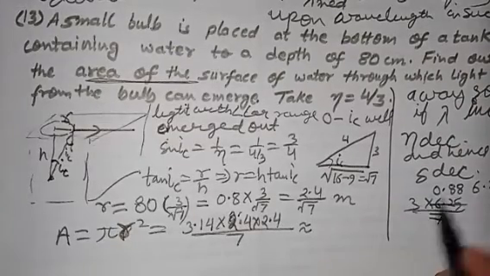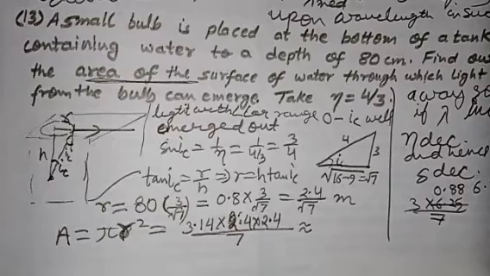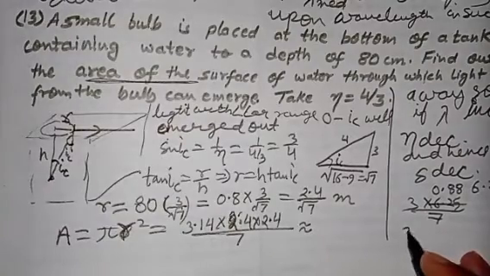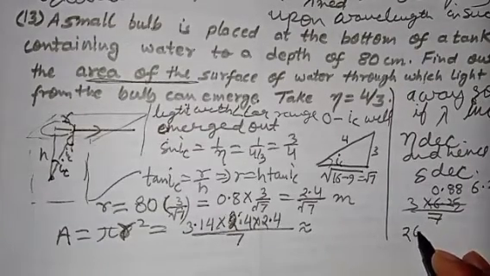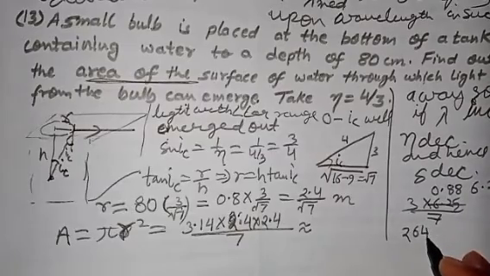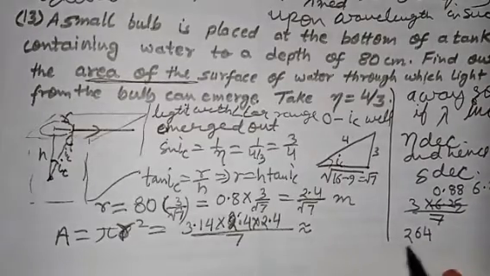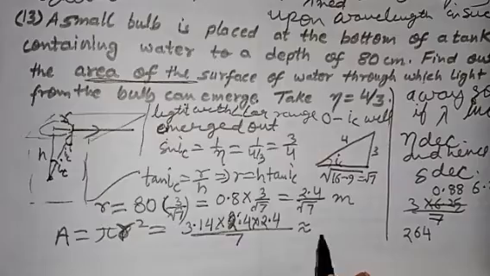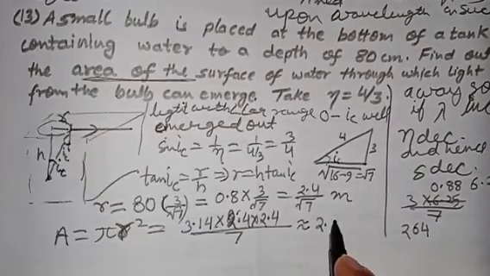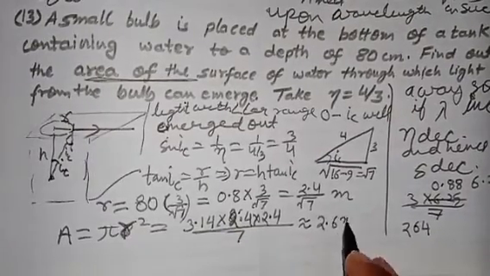So now 88 3s are 264, and 2 decimal places. So the approximate answer is 2.6, I guess, meter square.